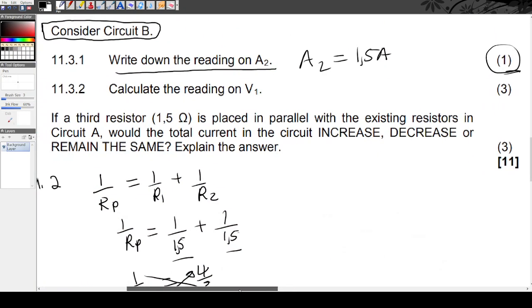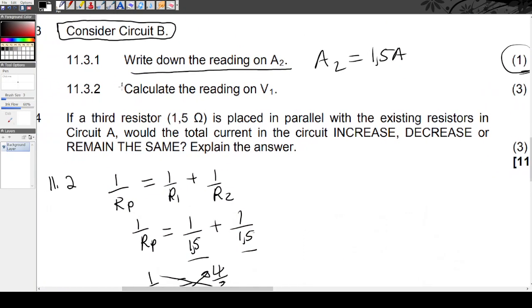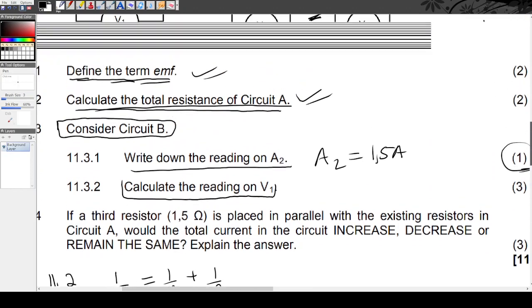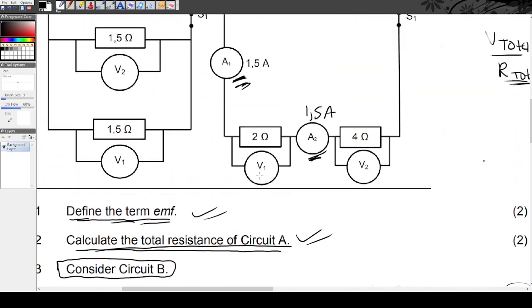Now let's answer this one. They say we are to calculate the reading on V1. What will be the reading on voltmeter number 1? Where is voltmeter number 1? Meaning, what will be the voltage that will be read by this voltmeter? What will be the energy that is used by this resistor? In other words, what is the voltage that is used by this resistor? That's what they are trying to say.